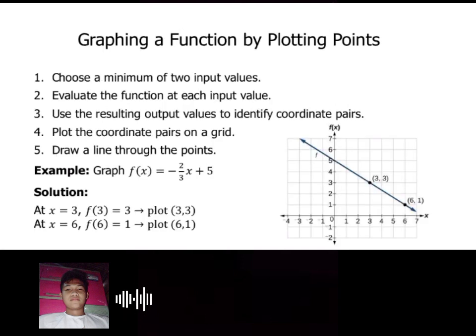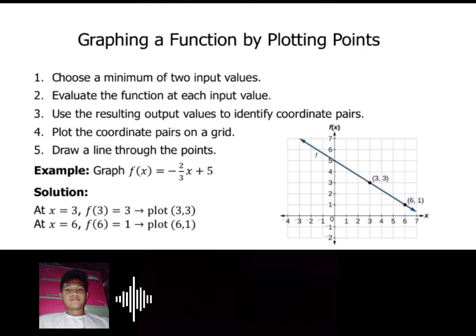So next is graphing a function by plotting points. First, you need to choose a minimum of two input values. Second, evaluate the function at each input value. Third, use the resulting output values to identify coordinate pairs. Fourth, plot the coordinate pairs on a grid. And lastly, draw a line through the points.